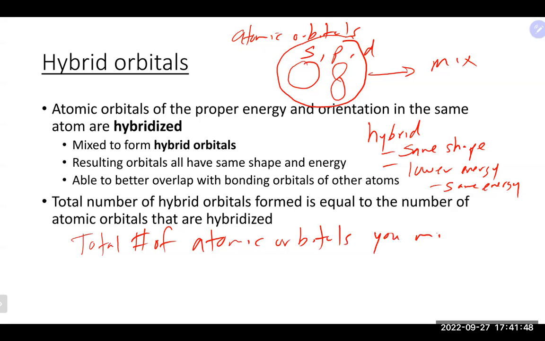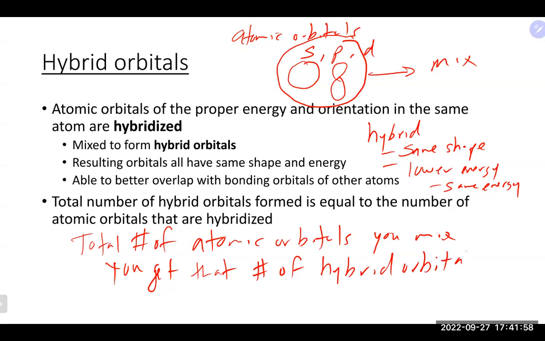Now, the deal is for every total number of atomic orbitals you mix, you get that number of hybrid orbitals. So for example, if I mix together an s orbital and a p orbital, the result is I will gain two hybrid orbitals that are again the same shape. They're at the same energy and are going to allow for some better bonding to occur.